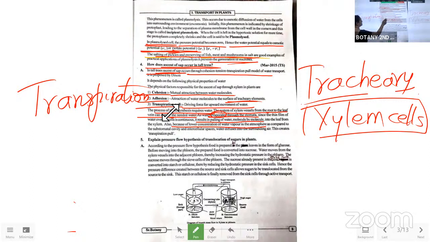That's the cohesion tension theory. That's the essence of sap. Okay.